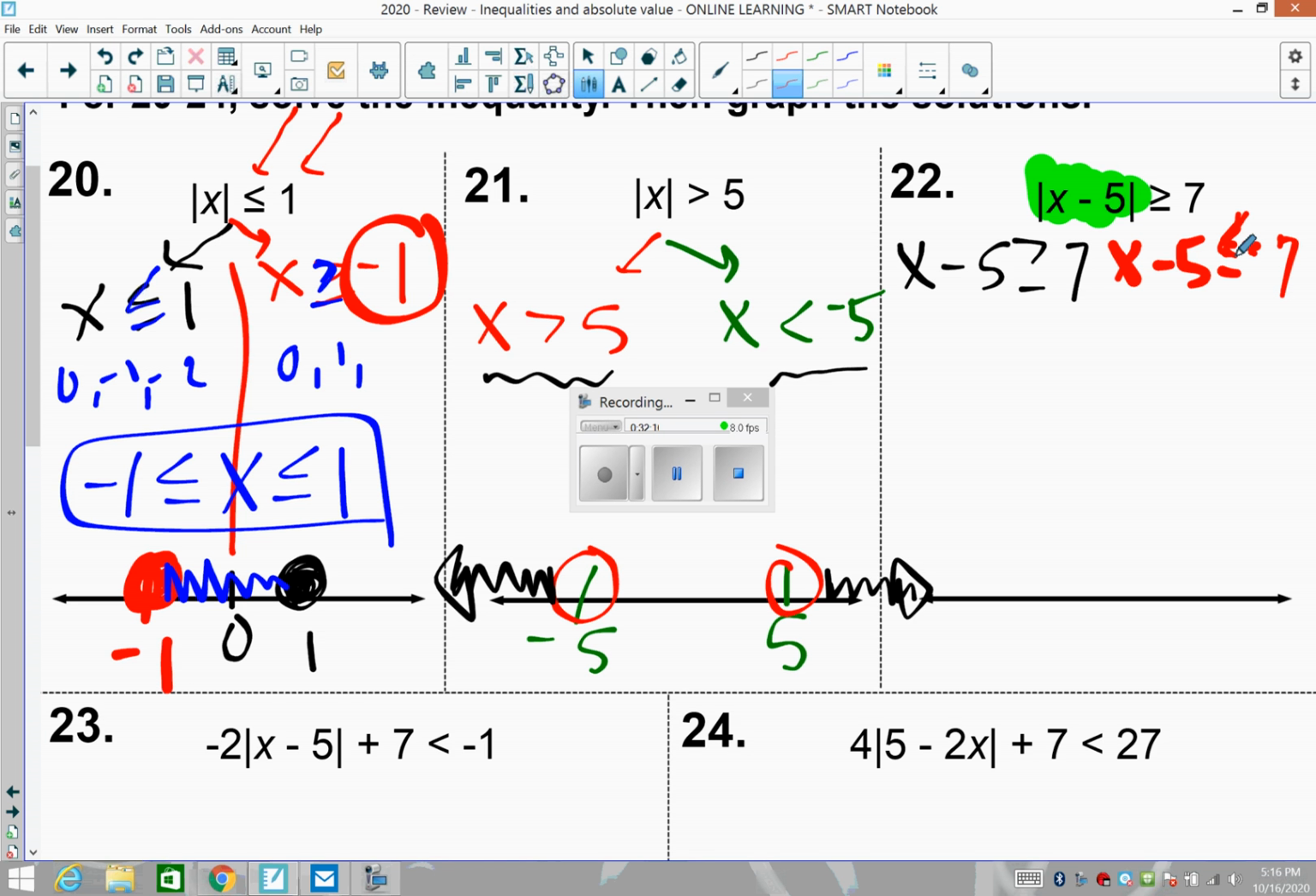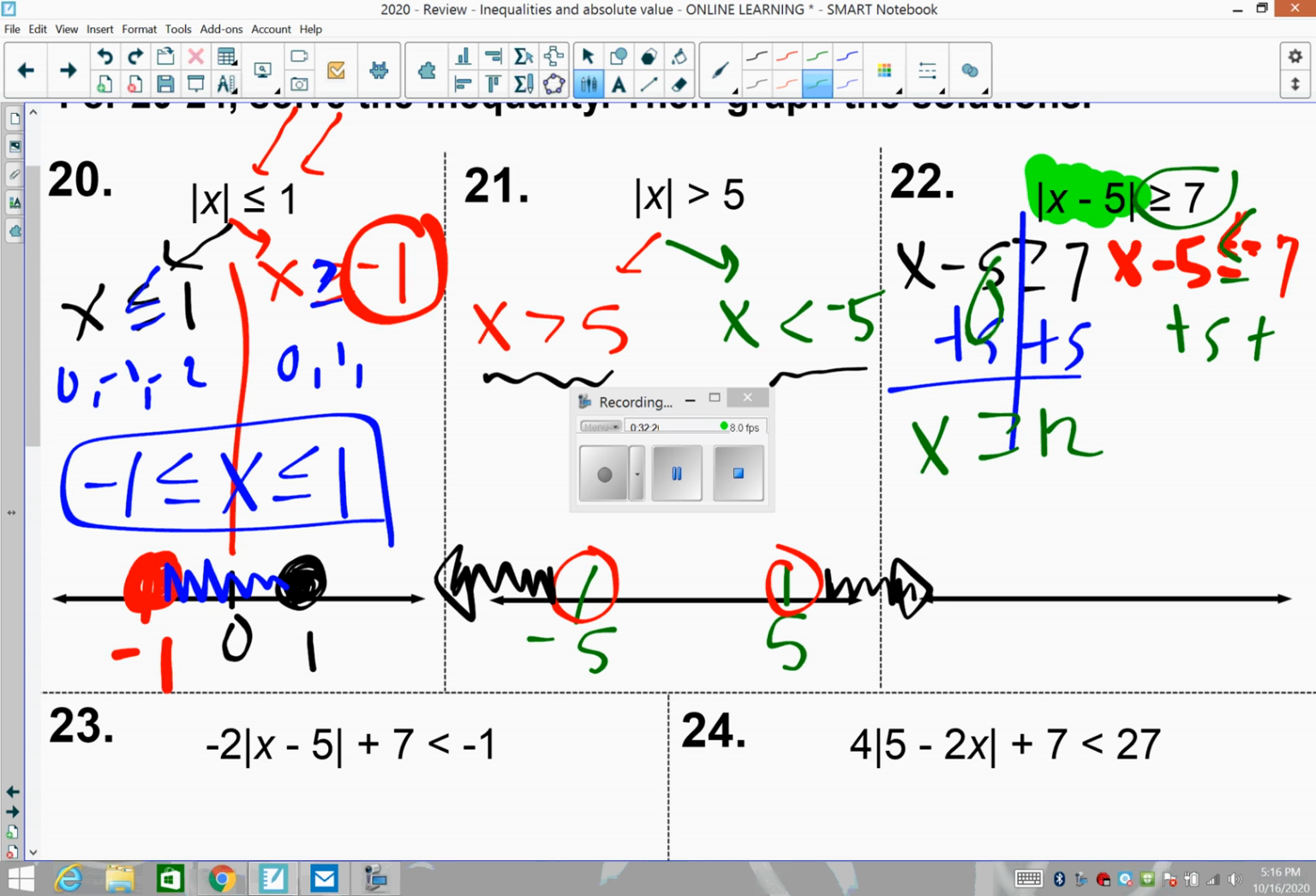All right, so as we start to solve then, we add 5, copy, paste, paste. We end up with x is greater than or equal to 12. And notice I flipped the sign here and made it negative. So we add 5, copy, paste, paste. We end up with x is less than or equal to -2.